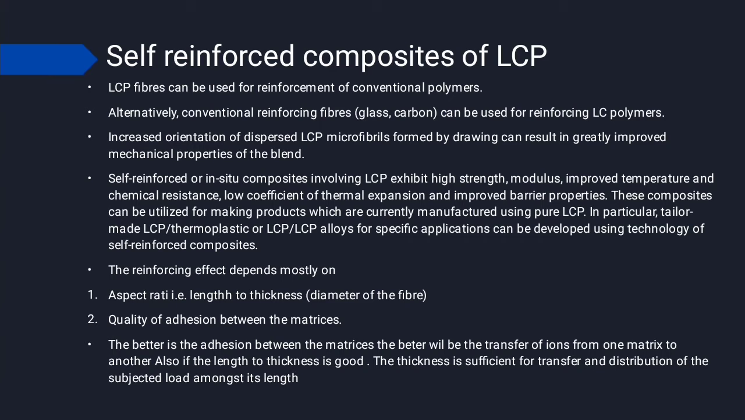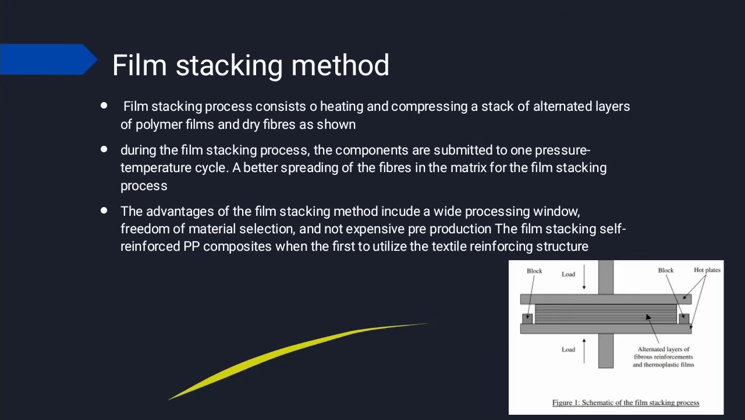So the first thing is adhesion. What is adhesion? Adhesion is just like sticking together, the matrix binding the reinforcement using bonds. The better the adhesion between the matrix and the reinforcement, the better will be the transfer of load. Also, if the length to thickness ratio is good, it is sufficient for the transfer and distribution of the subjected load along its length.